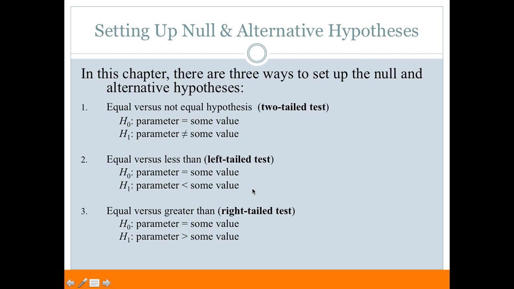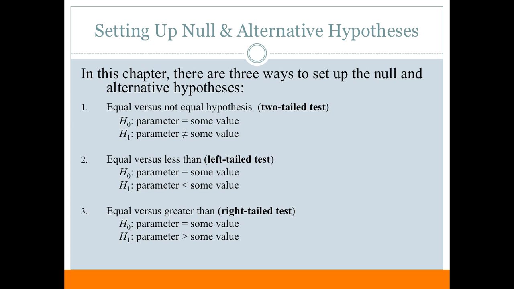Now in the second scenario, we have a left-tailed test. That's when we have less than. So in this case, our alternative hypothesis is that the parameter is less than some value, so that it's decreased over time, or with whatever respect we're talking about. So a decrease would be a good keyword. It's fallen, something like that.